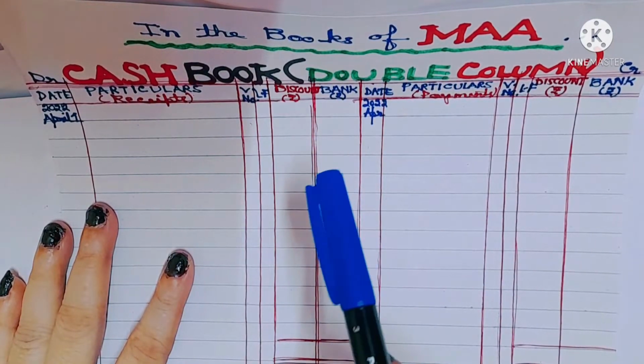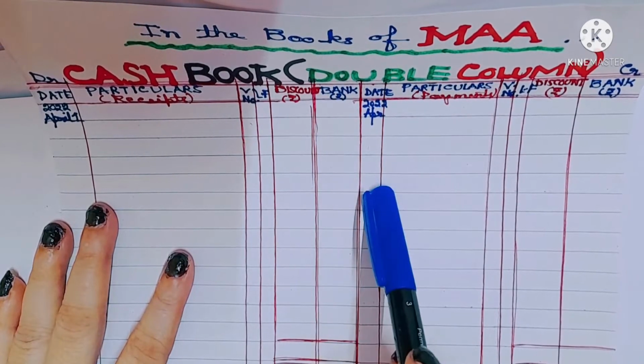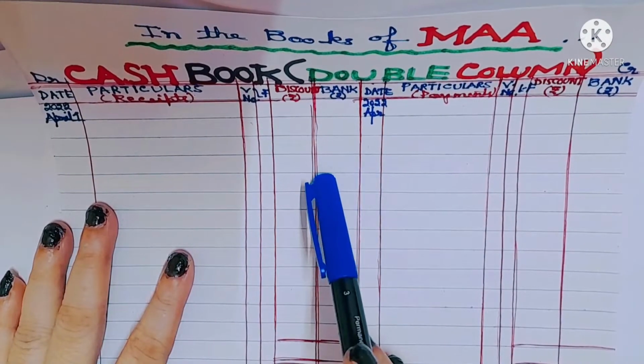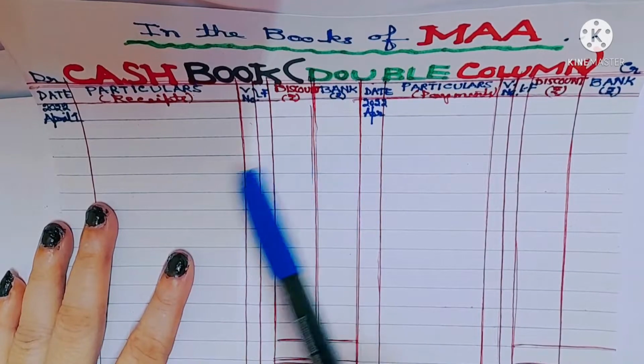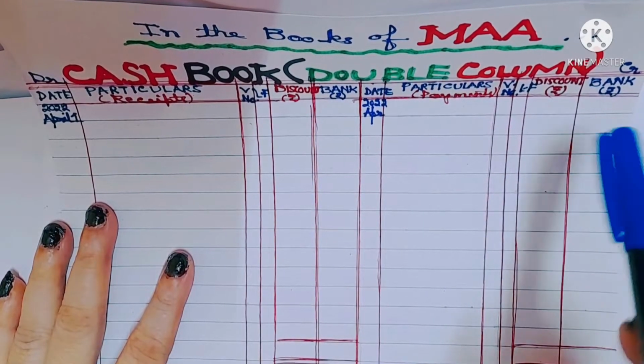Because discount allowed comes under nominal account. According to nominal account, all expenses and losses debit. Discount allowed is a loss for the businessman. So discount allowed will be debited. Understood? Why do we record discount received on the credit side?